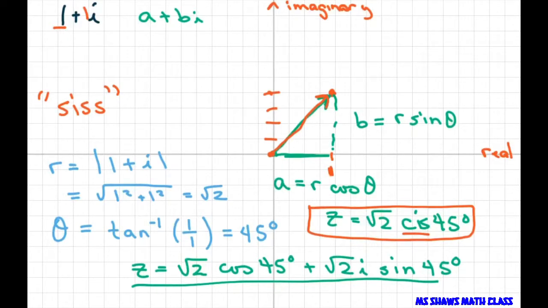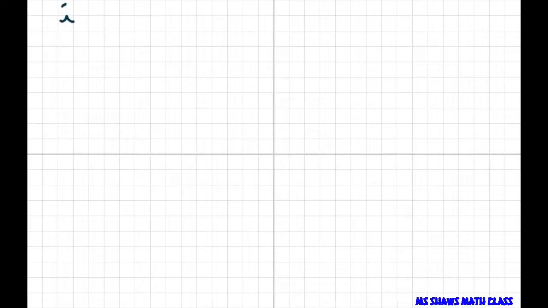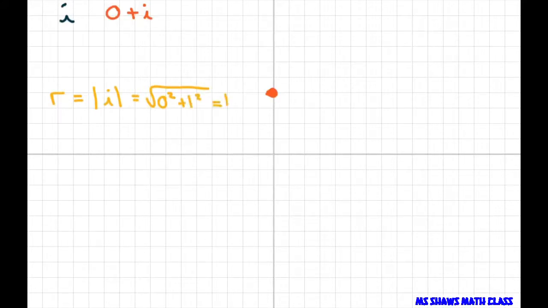Okay, so let's do the next one. Now we just have i. This could be written as 0 plus 1i, or just i. So that would be right if we go up 1 here. So I'll call this 1. There's just that point there. So writing it out, we're going to get r equals the absolute value of 0 plus i, which is just i, equals the square root of 0 squared plus 1 squared, which equals 1.